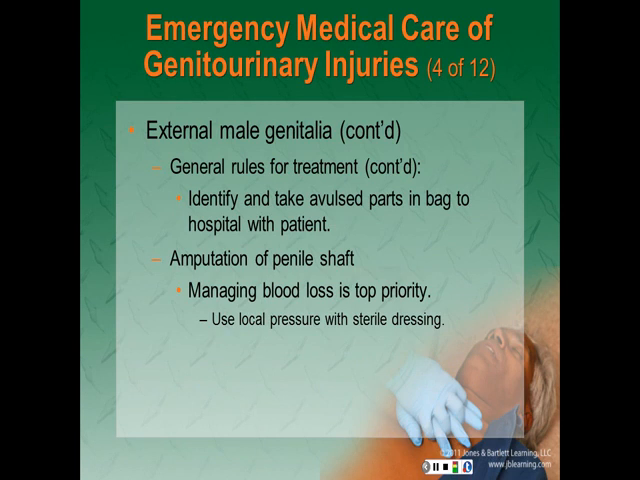Regarding amputation of the penile shaft, you need to manage blood loss, and that is your top priority. Use local pressure with a sterile dressing on the remaining stump. Never apply a constricting device. Remember, surgical reconstruction is possible if you can locate the amputated part. Wrap it in moist sterile dressing, place it in a bag, and transport it in a cooled container without directly touching it to ice.